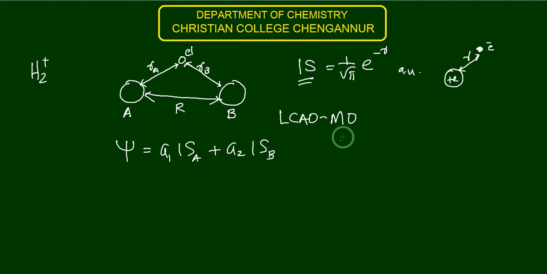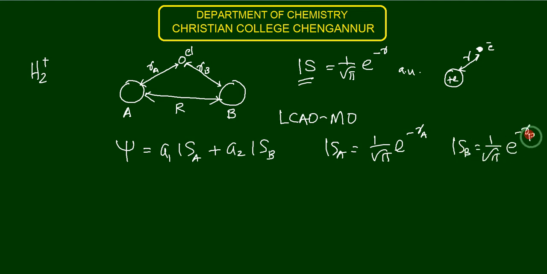Here 1sA is 1 divided by root pi into e raised to minus rA, and 1sB is equal to 1 divided by root pi into e raised to minus rB. Okay, you already know what rA and rB are. It is already here. We already mentioned that.